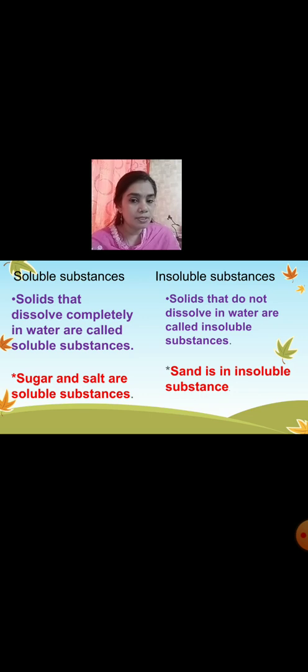So here is the difference. A soluble substance means one which completely dissolves. Insoluble means it does not dissolve. Example, sand. And soluble, sugar and salt.